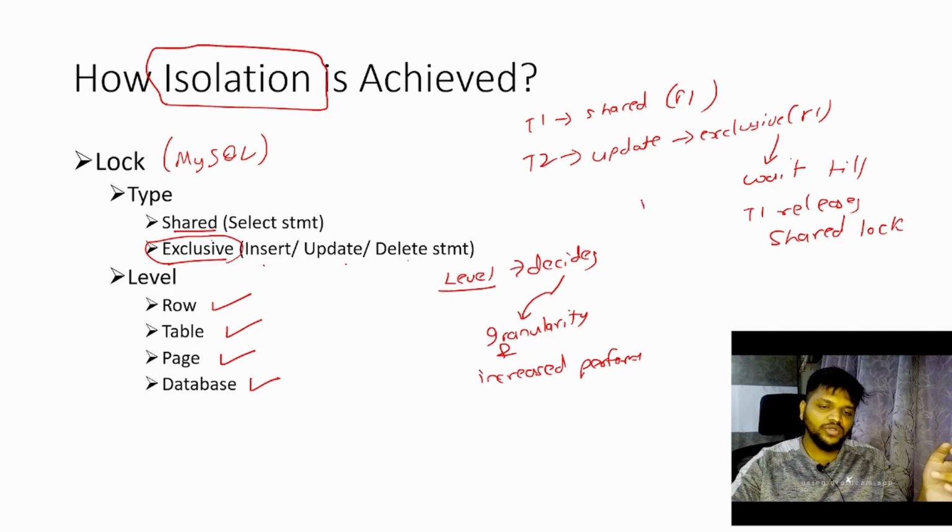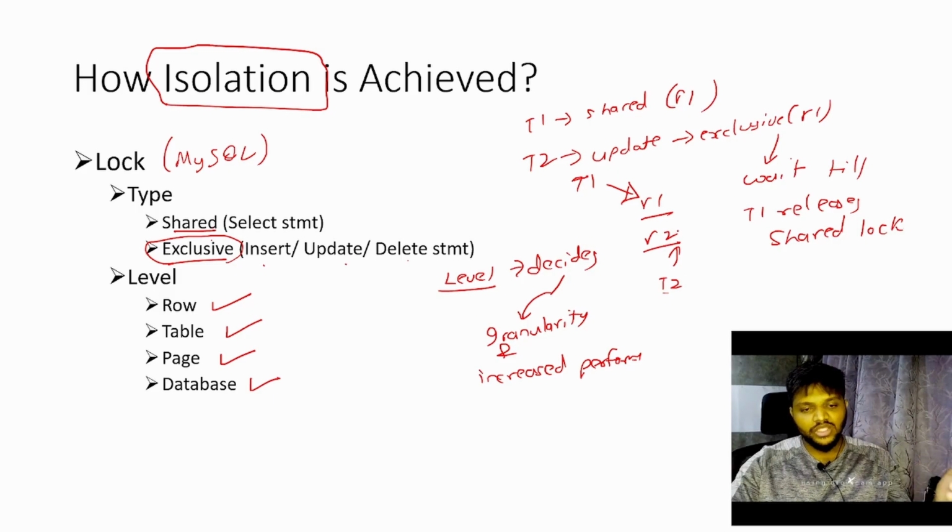Assume I am having row 1 and row 2 and I am taking a row level lock. So T1 took a lock on R1, T2 comes and wants to update R2. Because I have taken a row level lock, there is no lock on row 2, so T2 can take a lock and perform at the same time. So now my performance is increased, with granularity.